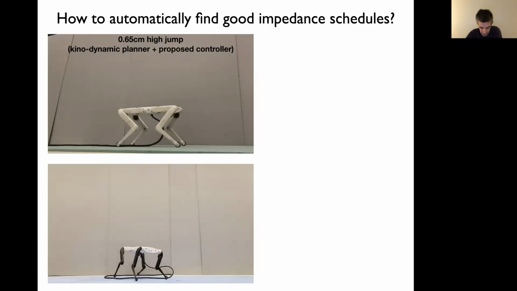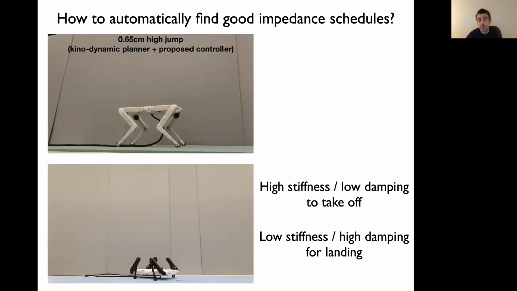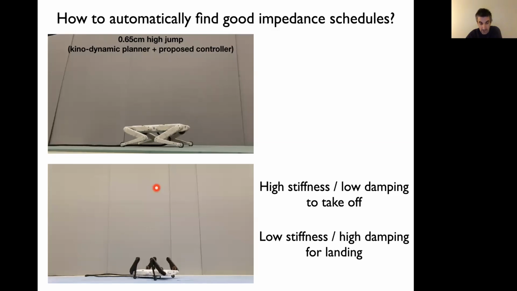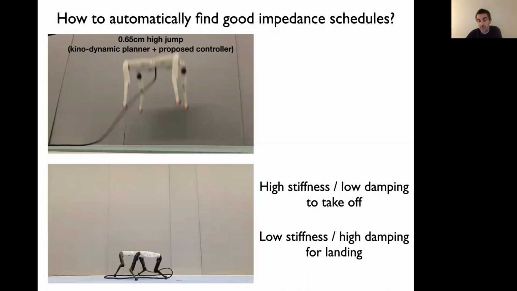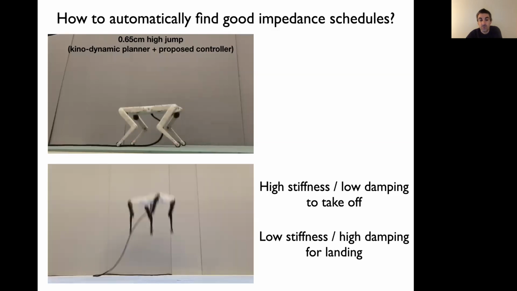It would be nice to find an automatic way of getting a robot to jump and, when it hits the ground, have perfect reception in the sense that there is no bouncing, right? Here, what you want is high stiffness and low damping when you take off, because you really want to kick as hard as you can and follow the desired trajectories that allow you to get very high. At the same time, when you hit the ground, you want low stiffness, but very high damping if possible, right?